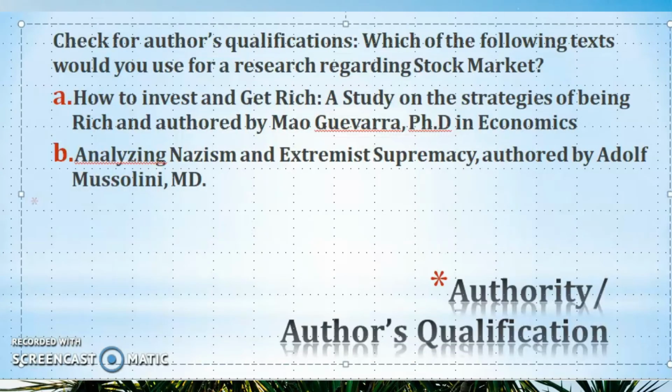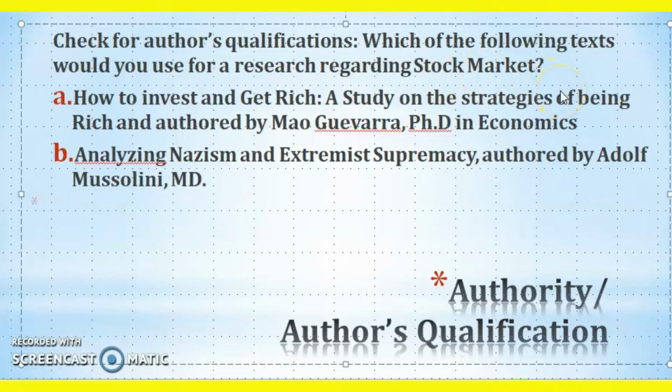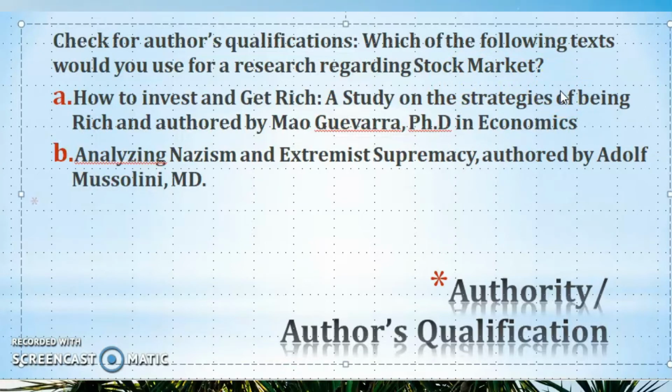So let us try to check if you know how to locate the right source using the author's qualification. What do you think should we use if we are doing a research regarding stock market? Alright, the correct answer is letter A. Why? As we can see between the two, Mau Guevara has the educational attainment that is more related to stock market rather than Adolf. So the correct answer is letter A.